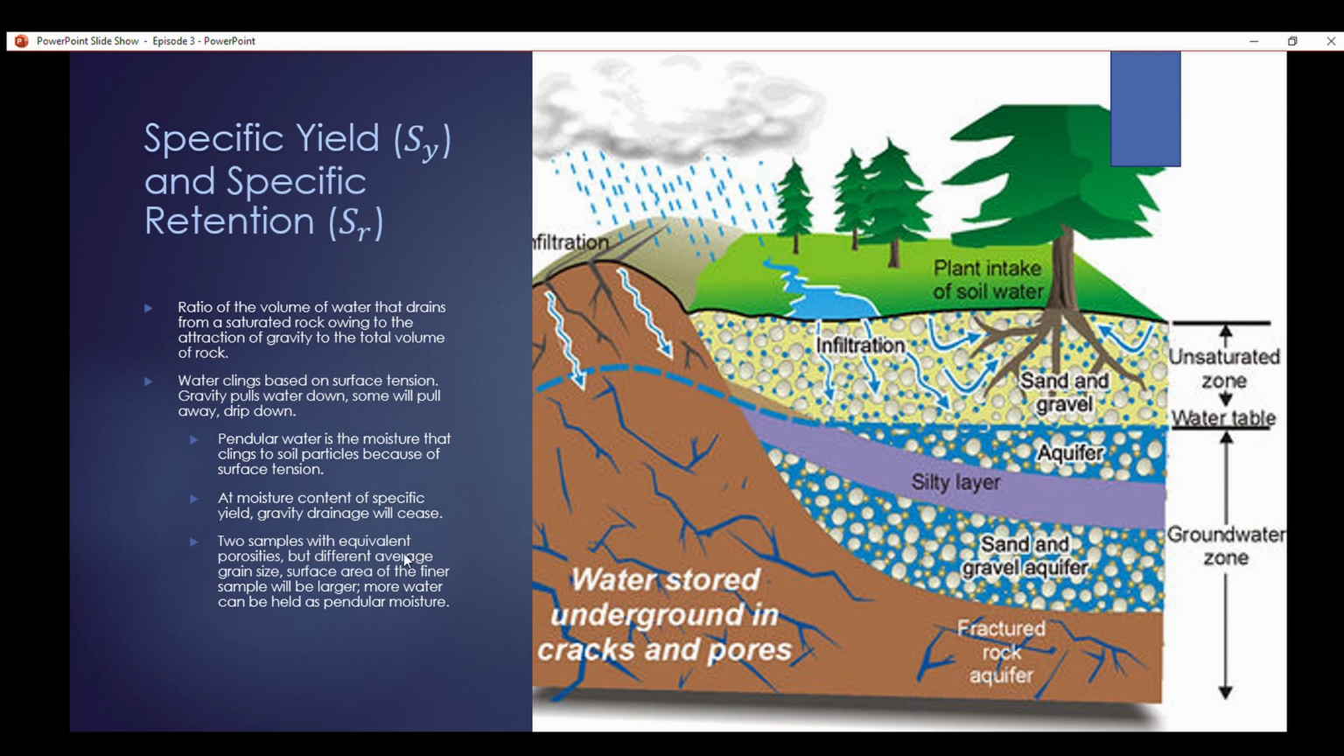And then two samples with equivalent porosities, but different average grain size, the surface area of the finer sample will be larger, such as a clay or a silt, in comparison to a gravel or a sand. The clay will have more surface area for water moisture to be held, and that's actually a property of clay, typically.